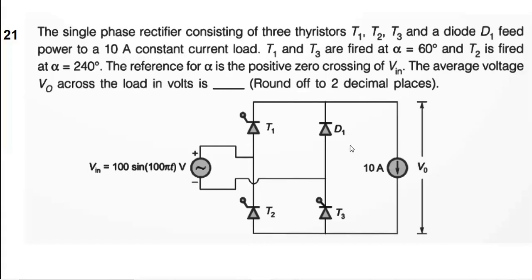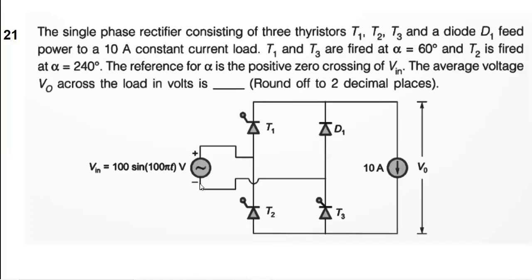Now we have this single phase rectifier circuit in which, out of the four devices, we have three thyristors and one diode. And the rectifier is feeding a constant current load. For this circuit, the first step is we need to plot the output voltage waveform. Once we plot the output voltage waveform, we can find out the average output voltage.